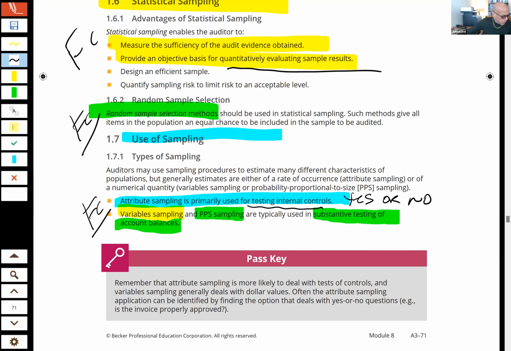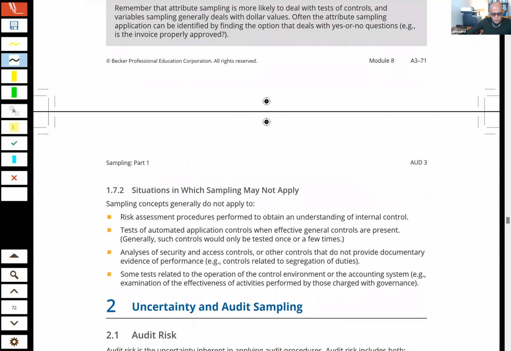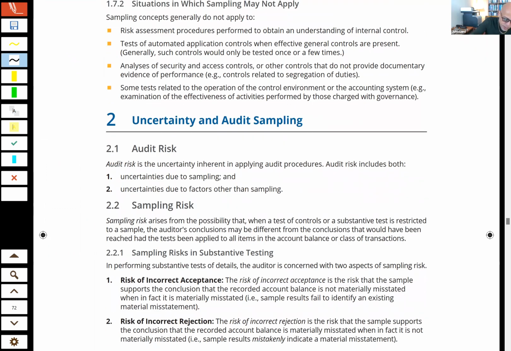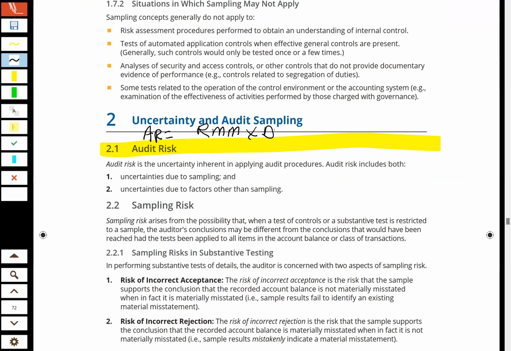Now we start to talk about uncertainties. The uncertainty in the audit arena is our audit risk. How do we define audit risk? Risk of material misstatement. Good. It's going to be the RMM, risk of material misstatement, times what? Detection risk. Good, times the detection risk.